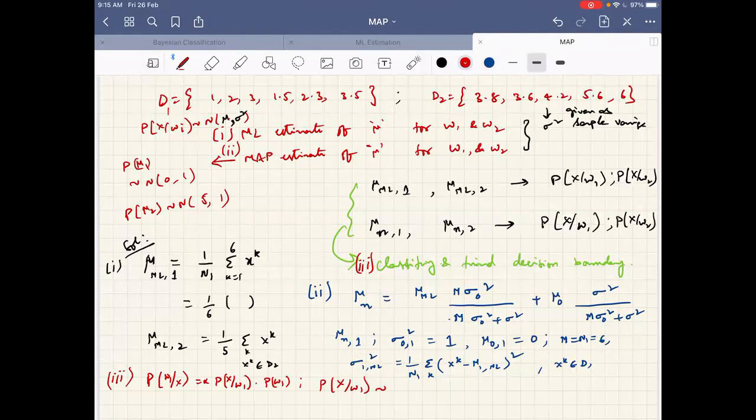What is P of x given omega 1? It's a normal of mu map and sigma map. Okay, mu map, that means mu n1, correct? Yes, sir. Okay, and then what should I write here? Sigma n square? Is this N of mu n1, sigma n square? Yes or no? Yes, sir.